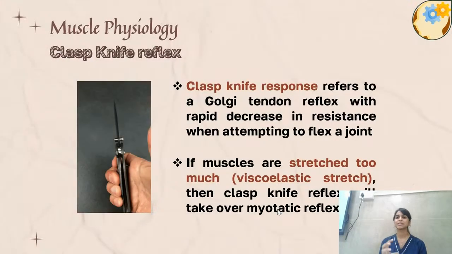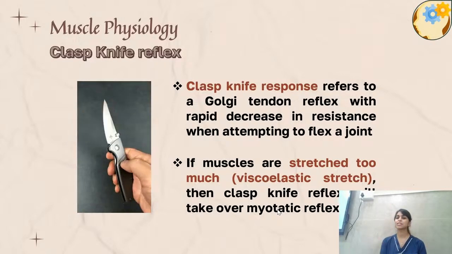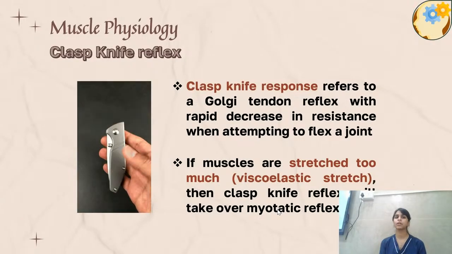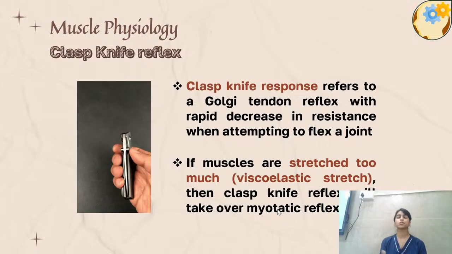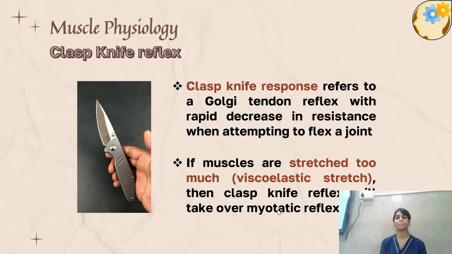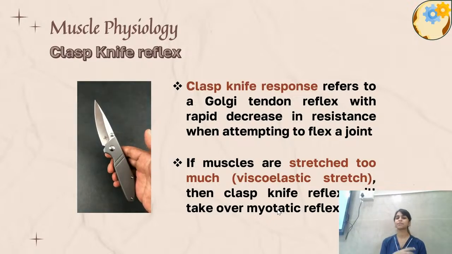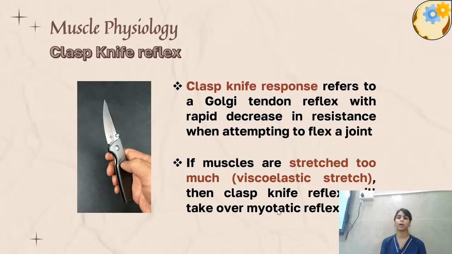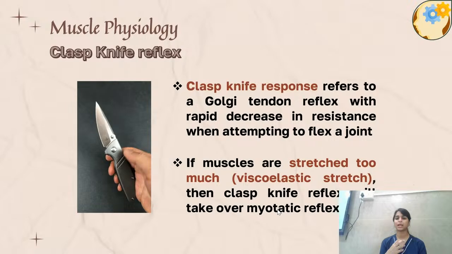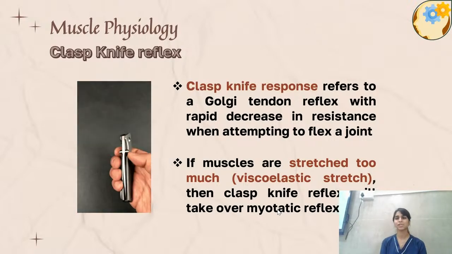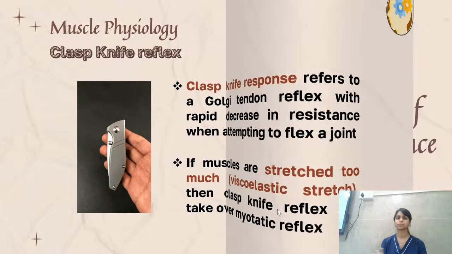If you increase the bite opening, as was suggested by Woodside, then the clasp knife reflex will take over the myotactic reflex. So, the clasp knife reflex refers to a Golgi tendon reflex with a rapid decrease in resistance when attempting to flex a joint. And this happens when you stretch muscles way too much, because then it leads to a formation of a viscoelastic stretch, which then causes a rapid decrease in resistance, causing the clasp knife reflex.